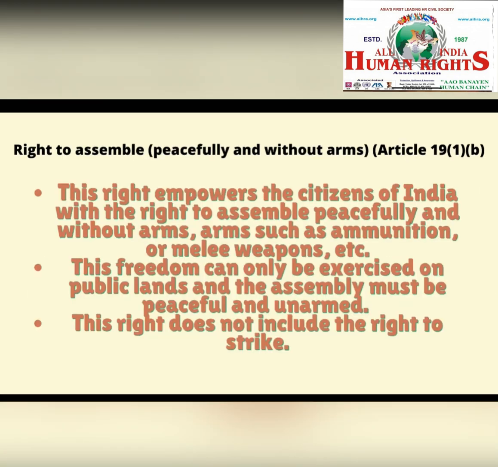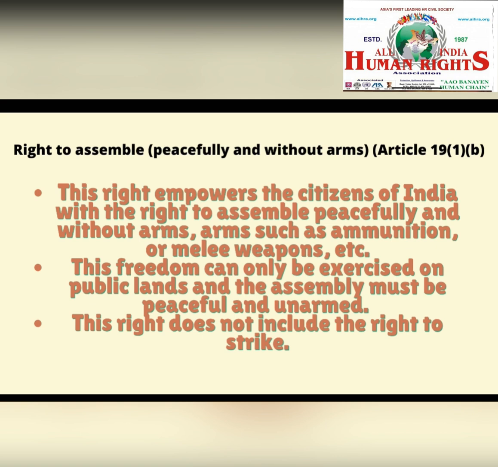Article 19, Clause 1, Subclause B, which talks about freedom of assembly. This gives you the right to assemble peaceably and without arms. Now, 19 Clause 1, Subclause B is regulated under 19 Clause 3, which talks about sovereignty, integrity, public order. Due to these 3 reasons, a state can curtail certain rights of citizens which are given to them under 19 Clause 1 Subclause B. It is the same article we're talking about right now.